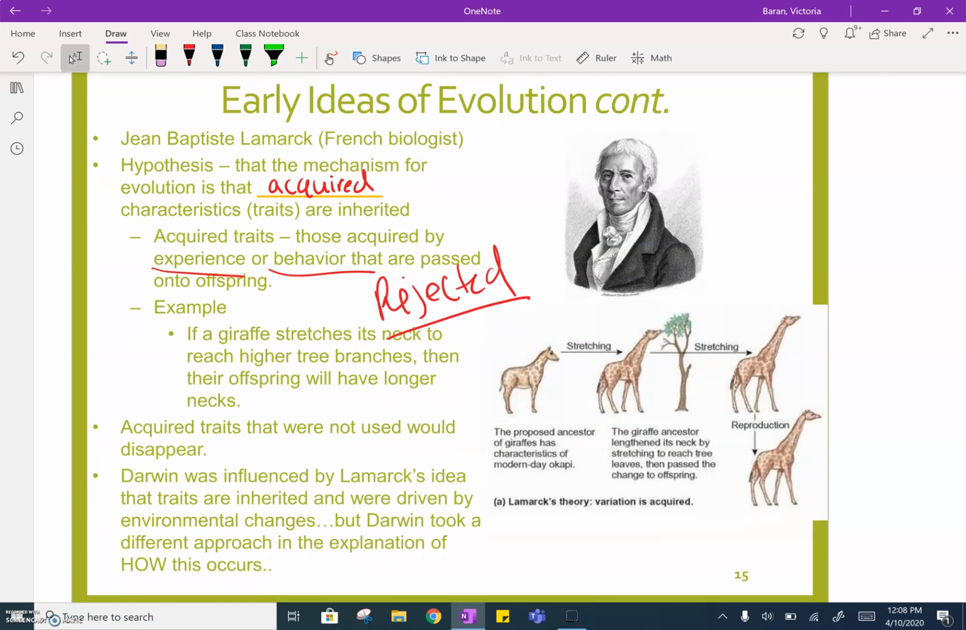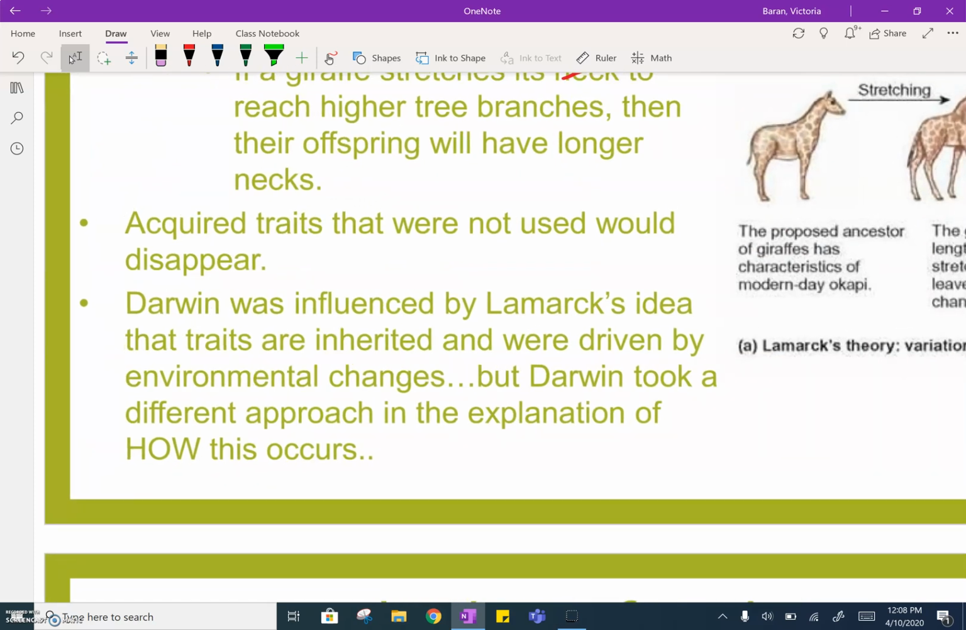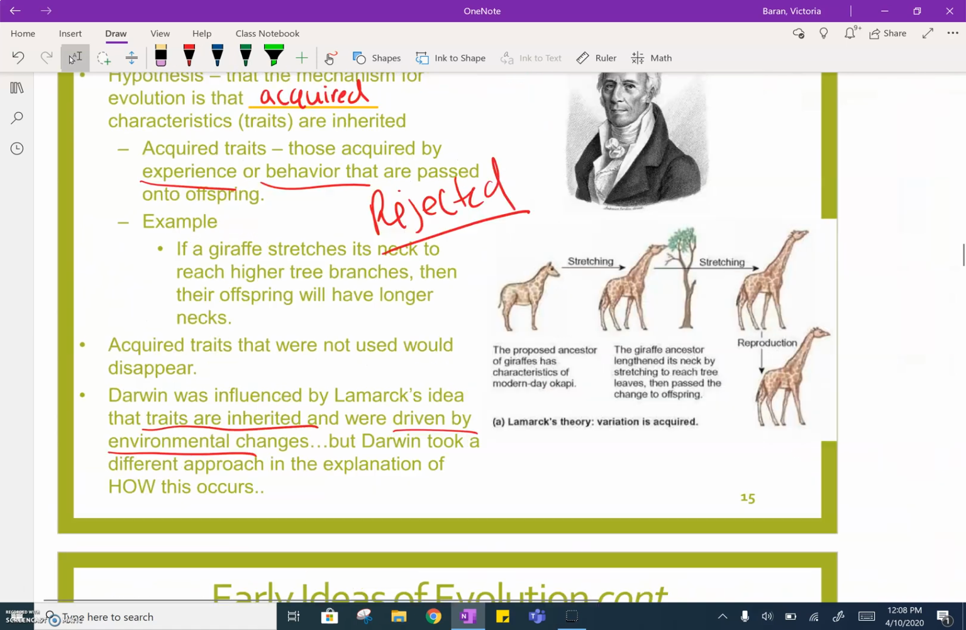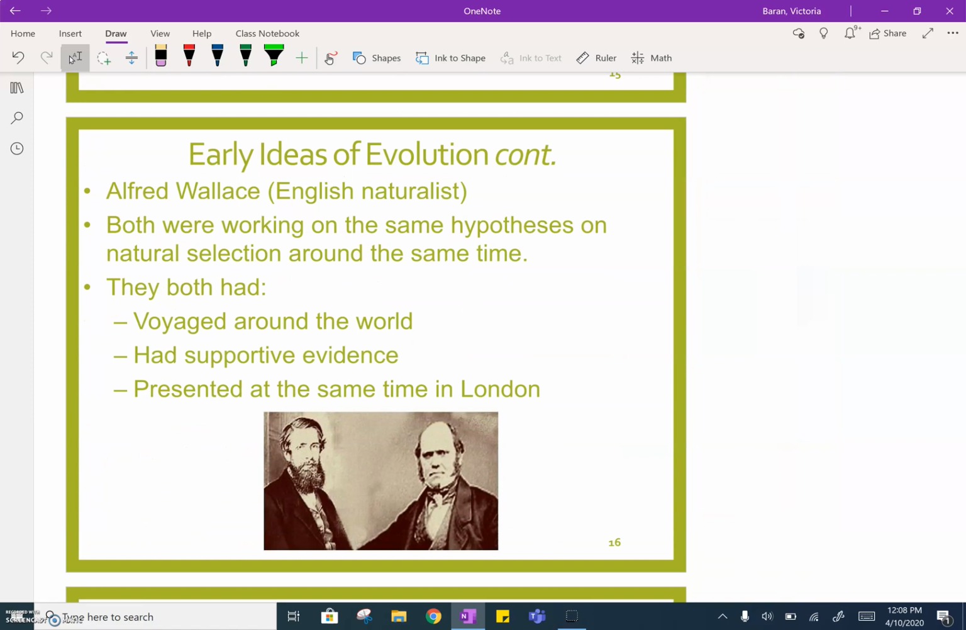And he also thought that if certain traits were not used, that they would disappear. Now, how he explained this was incorrect, but he did influence Darwin in that traits are inherited and are driven by changes in the environment. However, Darwin took a different approach in terms of how he explained this. So in the next video, I'll talk about Darwin's ideas and also this other scientist that was involved that had the same ideas as Darwin at the same time.